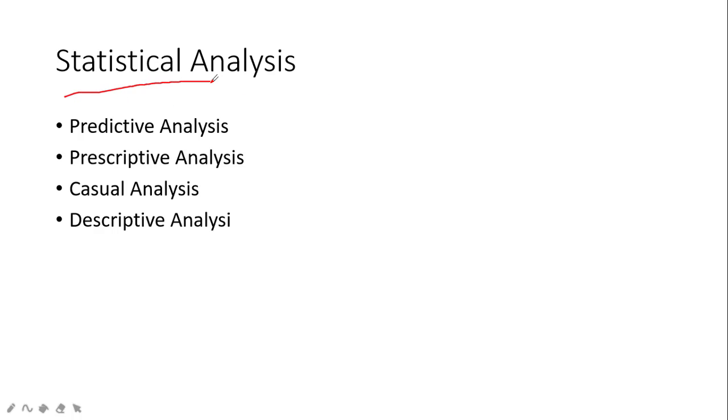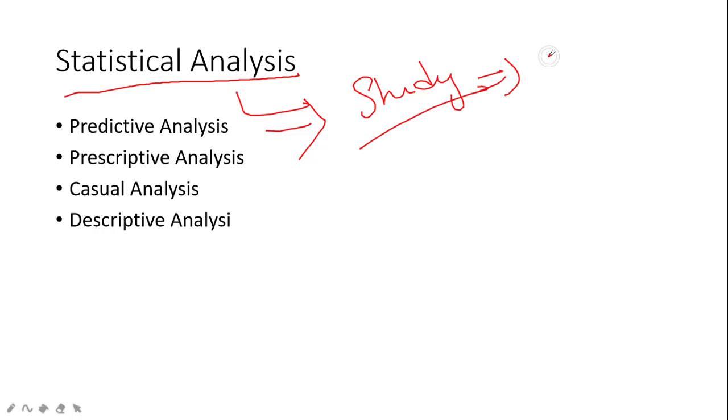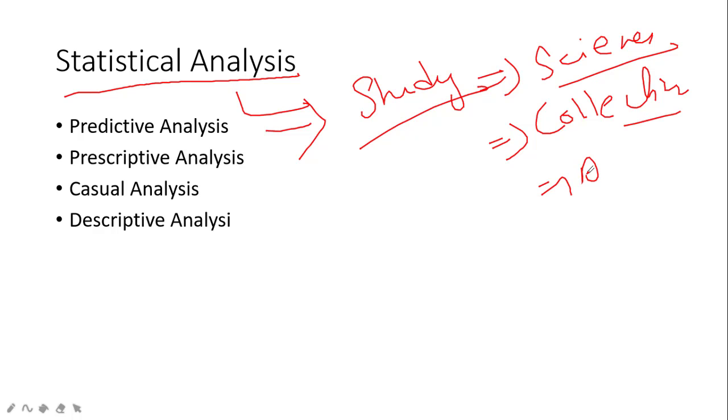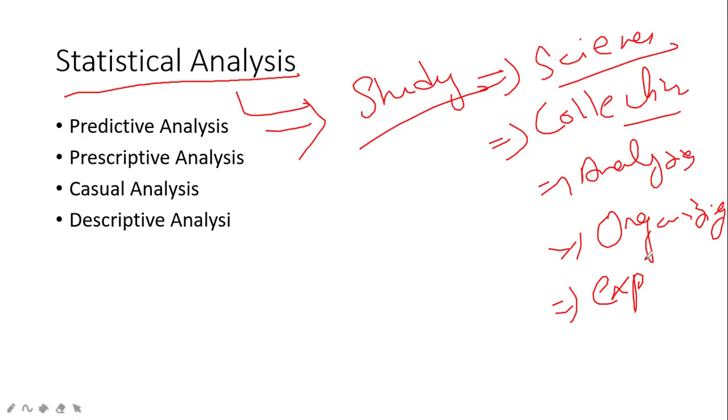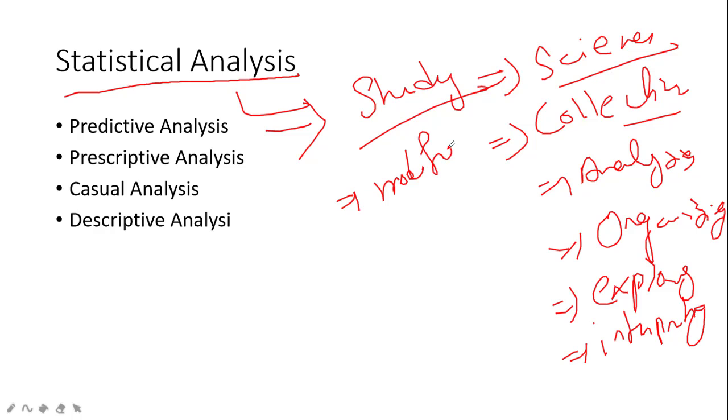So now understand statistical analysis. Whenever we use statistical analysis, we are going to study something. Study means the analyzing part, studying the science of collecting, because we need to go with collection. What is the meaning of statistics? Collecting something, analyzing, organizing, then exploring, interpreting, and if you want to modify the data, modifying it. Those things are nothing but your statistics.